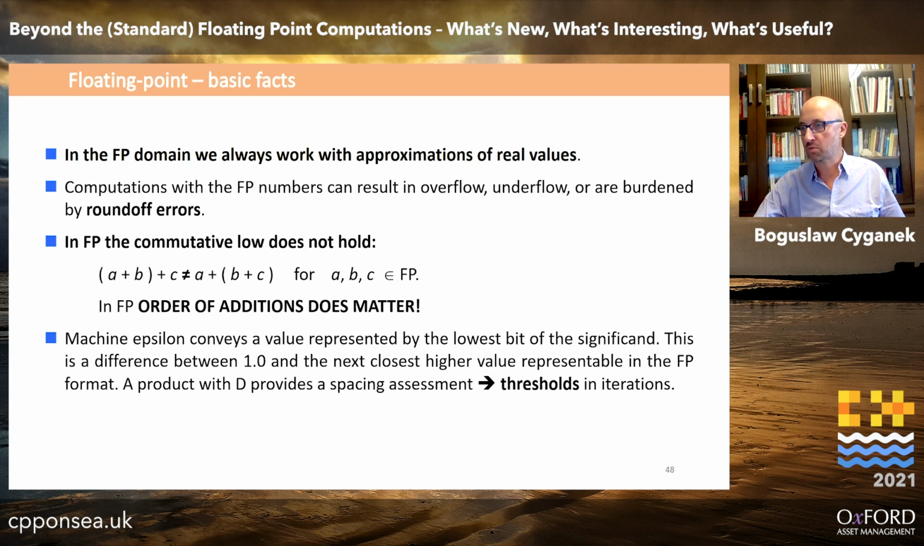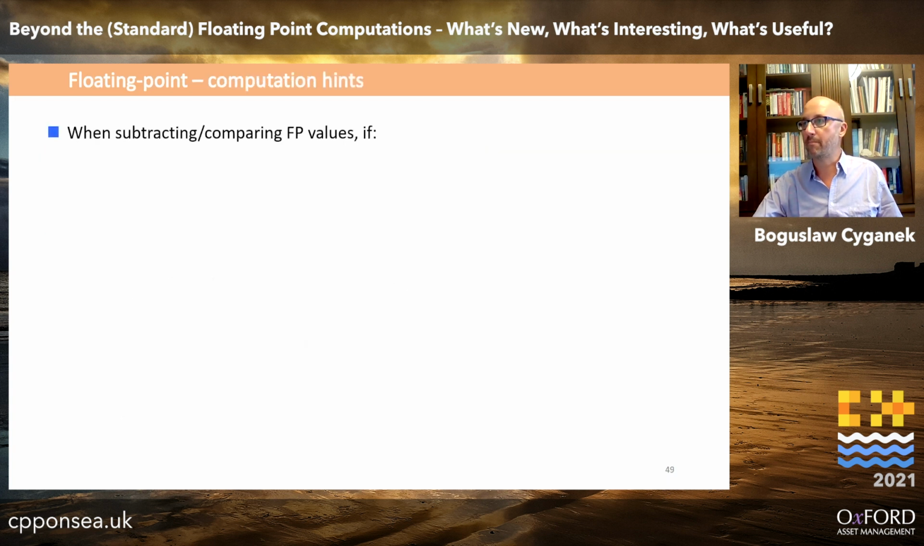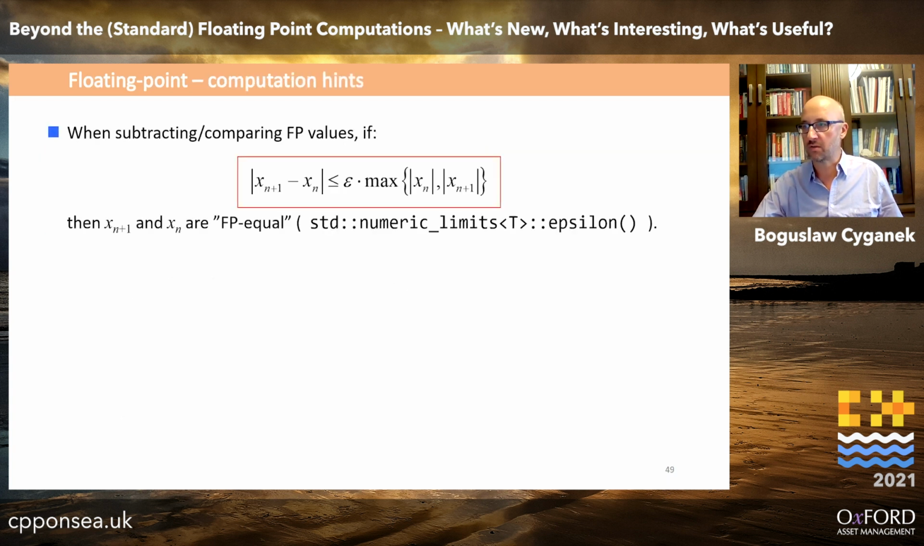And there is a very important value of machine epsilon, which is the difference from 1 to the nearest positive value. So this distance is called epsilon. And adding values with different exponents leads to large errors. Subtracting close values can lead to severe cancellation errors. You can find more details about such results in my presentation and in my book.